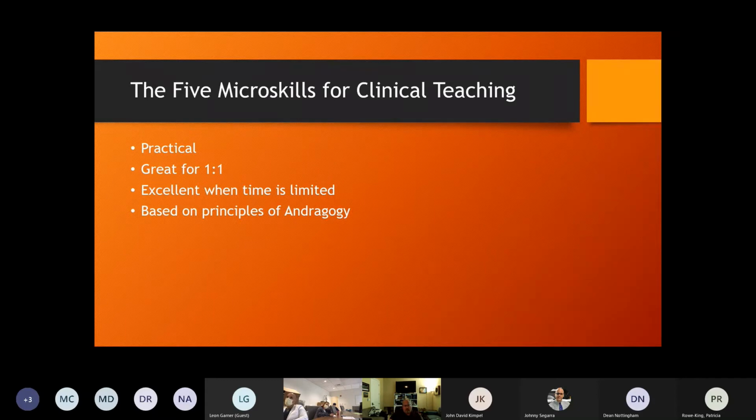So why bother with this? It's a very practical approach to teaching. It's great when you're doing one-to-one teaching with the residents or the students. Very good when time is limited, which happens often. And it's based on those principles that we talked about last month.